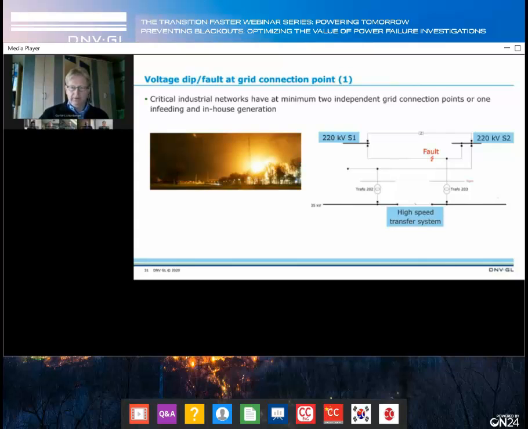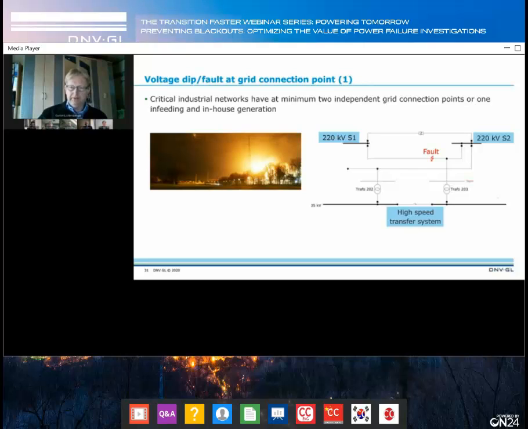The issue was here, normally for a refinery, you need 2 independent infeeds. You see on the right side the 2 infeeds on the 220 kV side, substation 1 and substation 2, and from each substation a different transformer was fed, transformer 202 and 203. And what is the background here? The background is that if a transformer fails, they will use a high-speed transfer system which moves to the remaining transformer in a very short time.